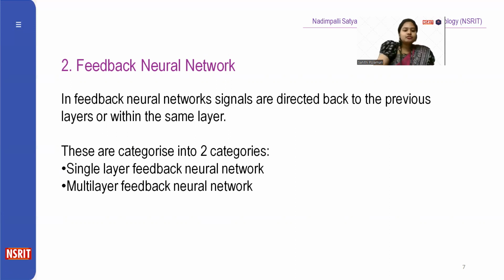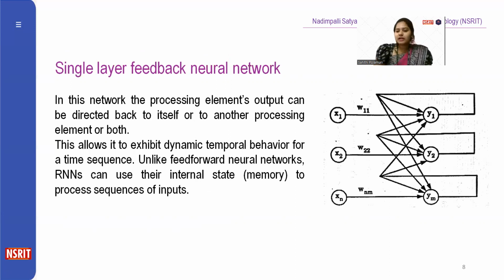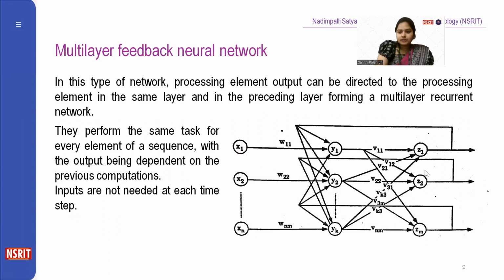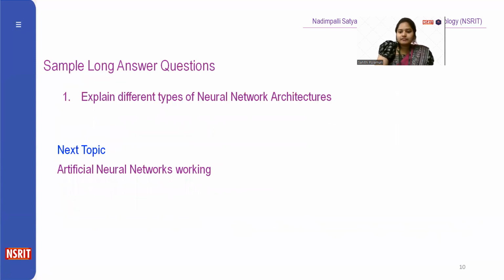Again, here we are having two categories: single layer feedback and multi-layer feedback. These feedback neural networks are also called recurrent neural networks. So in a single layer feedback neural network, we'll have only input layer and output layer. So as you can see in this diagram, after getting the output, these signals again travel back to the previous layers, and then again processing will be done. So this is a multi-layer feedback neural network. So this is about neural network architecture.